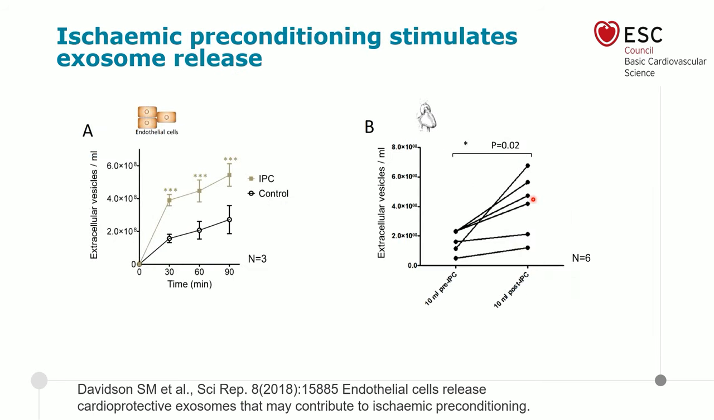So interestingly, though, we could affect the production, or increase the production, of exosomes from cells. So in the left experiment, we subjected the endothelial cells in vitro to an ischemic preconditioning type of protocol, a brief hypoxia and reoxygenation, and that increased the rate of exosome production, around doubling the production rate. And also, if we did that in the isolated perfused heart, these were preconditioned, and then we measured the vesicles coming out in the effluent, and we could see a variable but consistent increase in the numbers of exosomes after preconditioning.